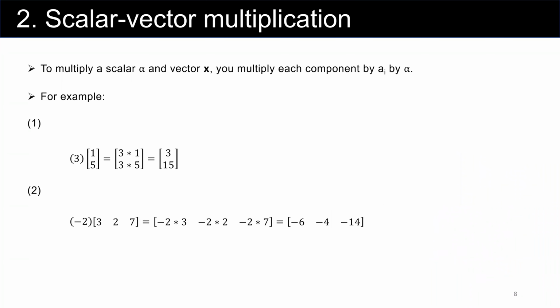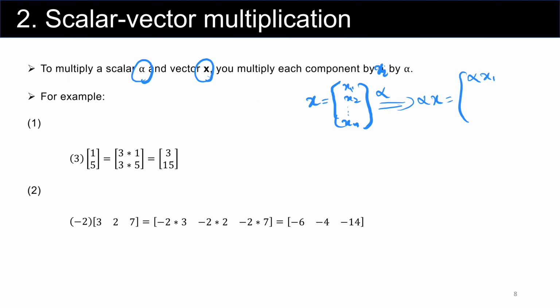Next is scalar vector multiplication. So to multiply a scalar alpha and the vector x, we multiply each component of the vector, let's say x sub i, we call the components of that vector x sub i, by alpha. So vector x is x sub 1, x sub 2, x sub n, and then we have alpha. So alpha x is alpha x sub 1, alpha x sub 2, alpha x sub n.